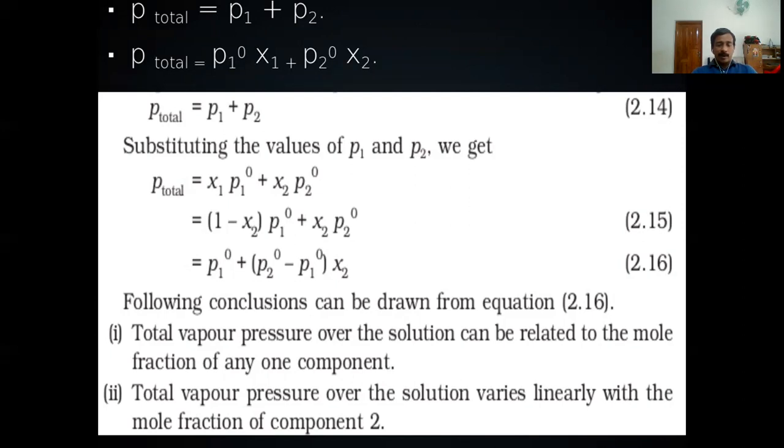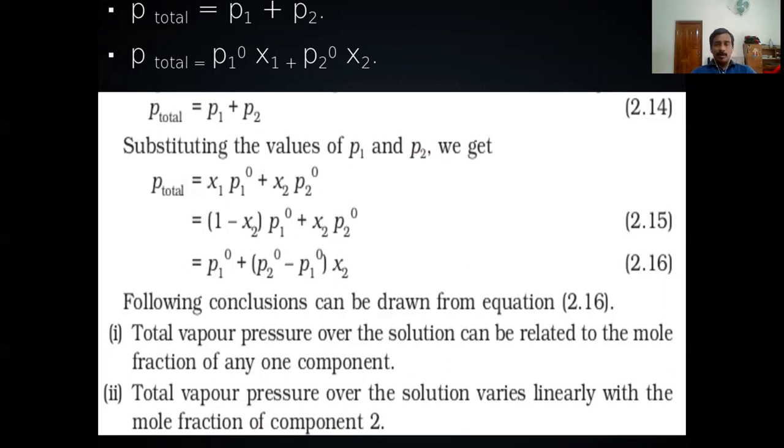So from this we can conclude it into 2 points. The first one is total vapor pressure over the solution can be related to the mole fraction of any one component. So total vapor pressure can be related to mole fraction of any one component.